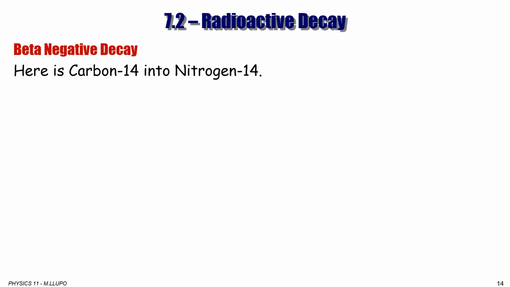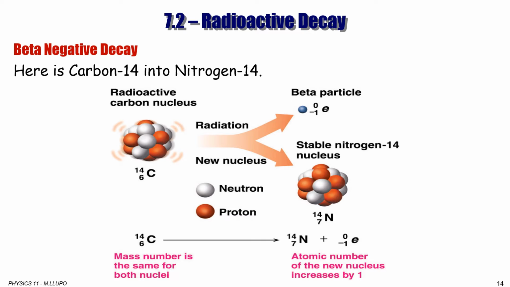A typical example of beta negative decay is carbon-14 to nitrogen-14, which is used in carbon dating. We're going to talk about this later on. But here is a diagram. So carbon-14 undergoes a beta negative decay when nitrogen-14 is formed.